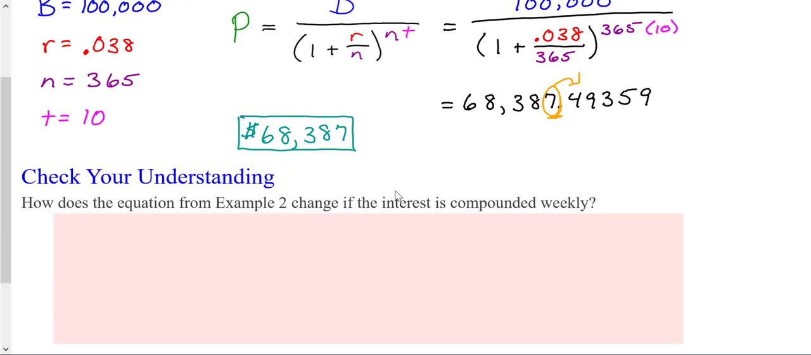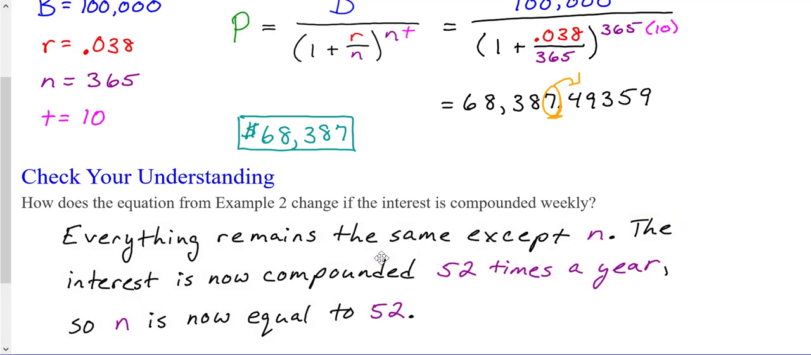So how does the equation from example 2 change if the interest is compounded weekly? So basically, everything is going to remain the same except the n. Because if it is compounded weekly, that means our n is now going to equal 52. The interest is now compounded 52 times a year. The other thing that will happen is if the interest is compounded less often, before it was 365 times, that means you aren't going to end up earning quite the same amount of interest.